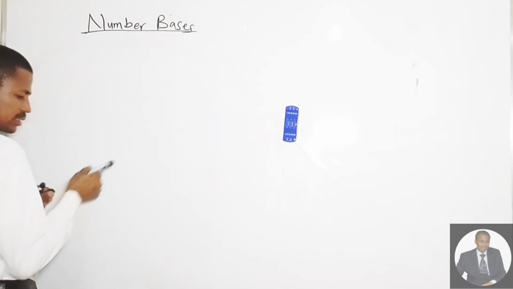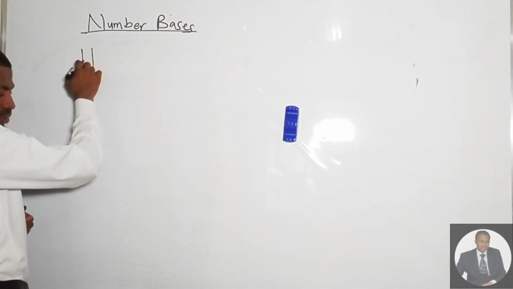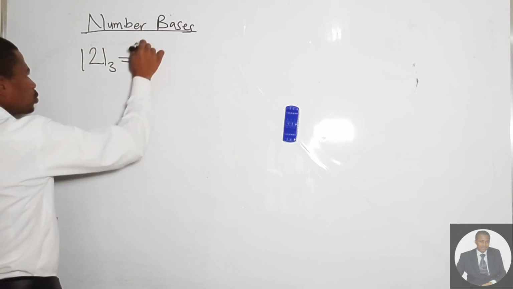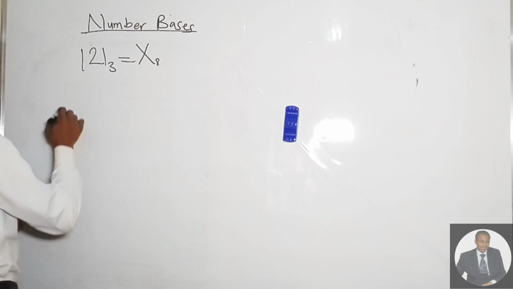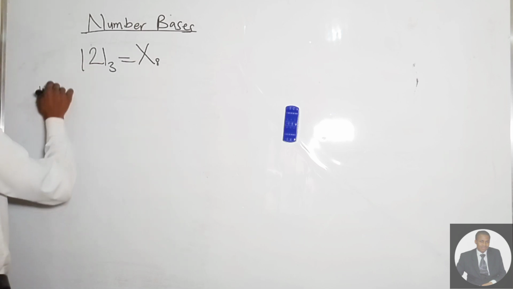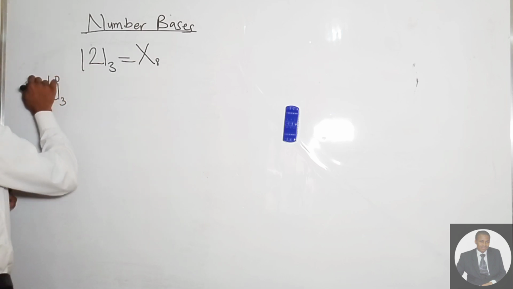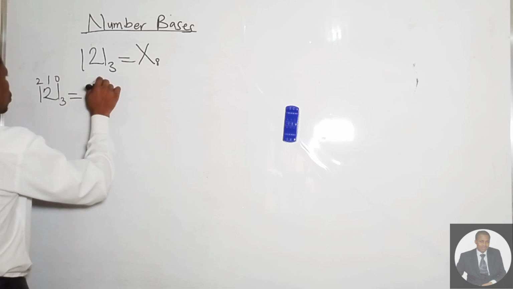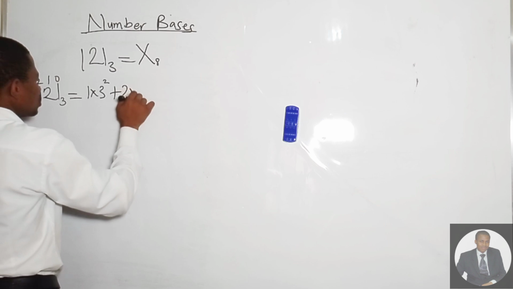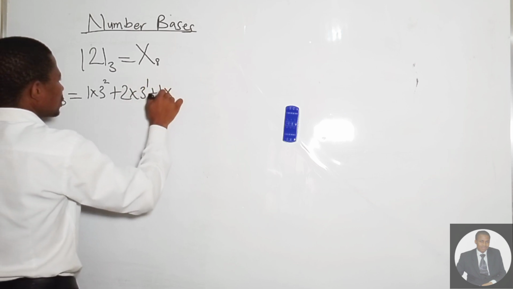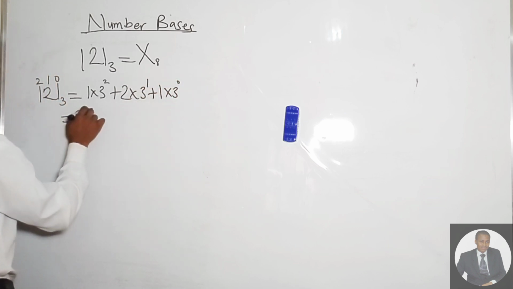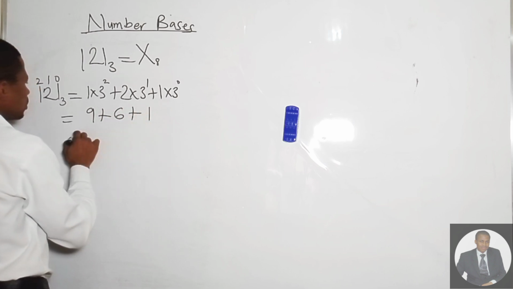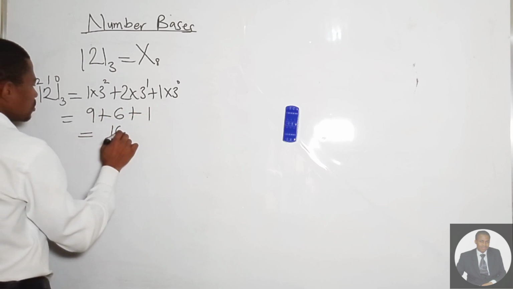Next: 121 base 3 to something in base 8. So we convert to base 10 first. 0, 1, 2. So 1 times 3 raised to power 2 plus 2 times 3 raised to power 1 plus 1 times 3 raised to power 0. So we have 9 plus 6 plus 1. That will be 16 base 10.